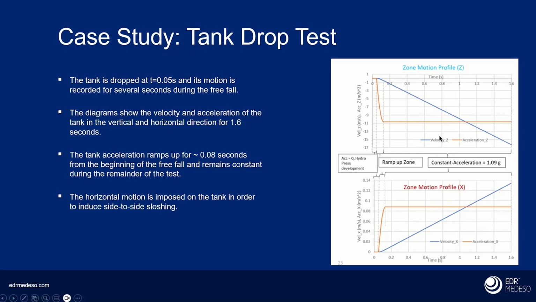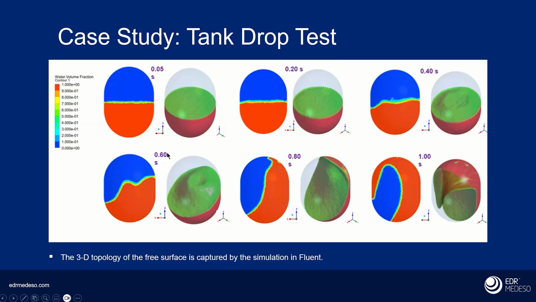So we've got the Z and the X profiles here, which give us the acceleration that the tank is subject to. So this ramps up for just 0.08 seconds. The simulation time is just over 1.5 seconds. Now, when we run the simulation, this is what we get from Ansys Fluent.